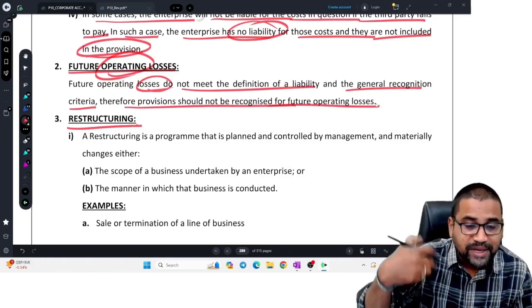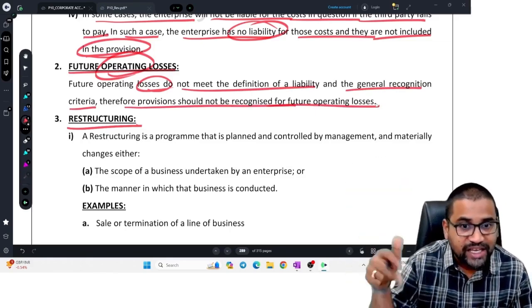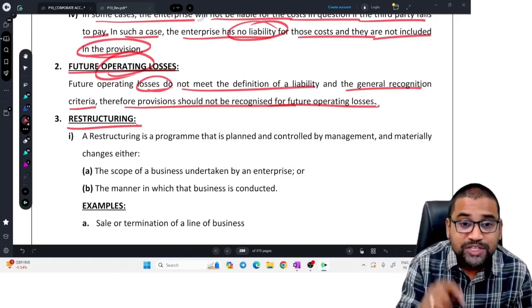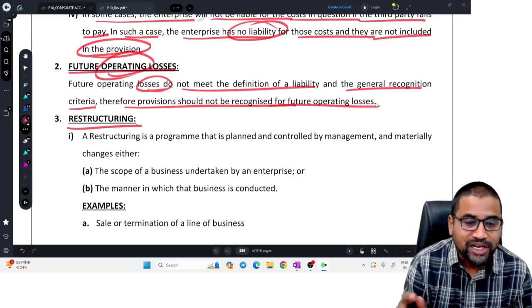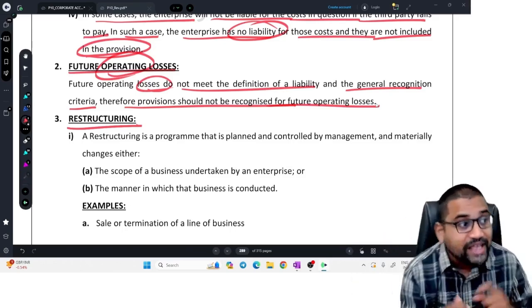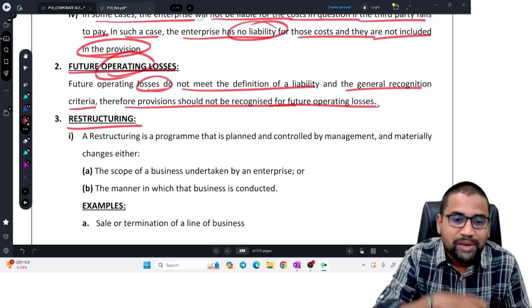Suppose next year I am expecting that there will be losses, sir. Can I create a provision now? No. Because see, what is provision? Provision is a liability with uncertain amount and timing. Liability is a present obligation arising from a past event. There should be a present obligation.